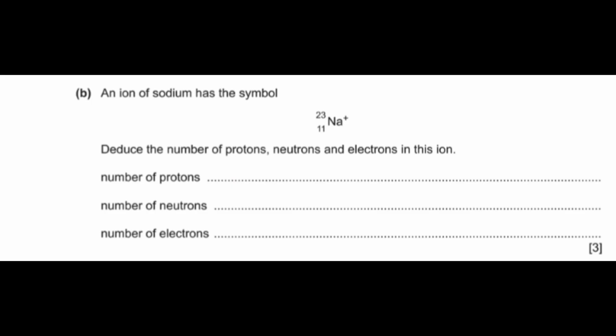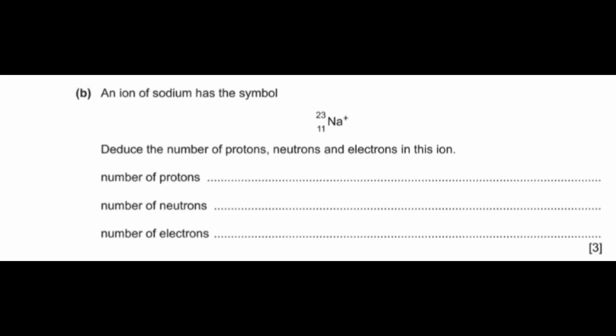The question is: an ion of sodium has the symbol sodium ion with 11 and 23. So you have to deduce the number of protons, neutrons, and electrons. We have done these types of questions many times. So you do it yourself and then write down the answer in the comment section.